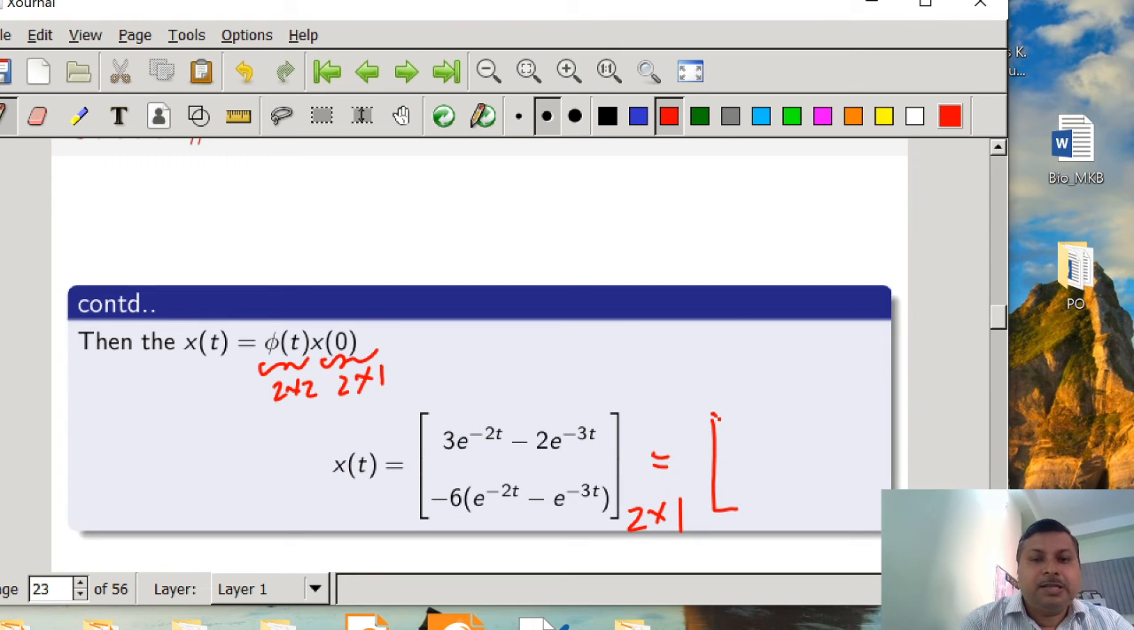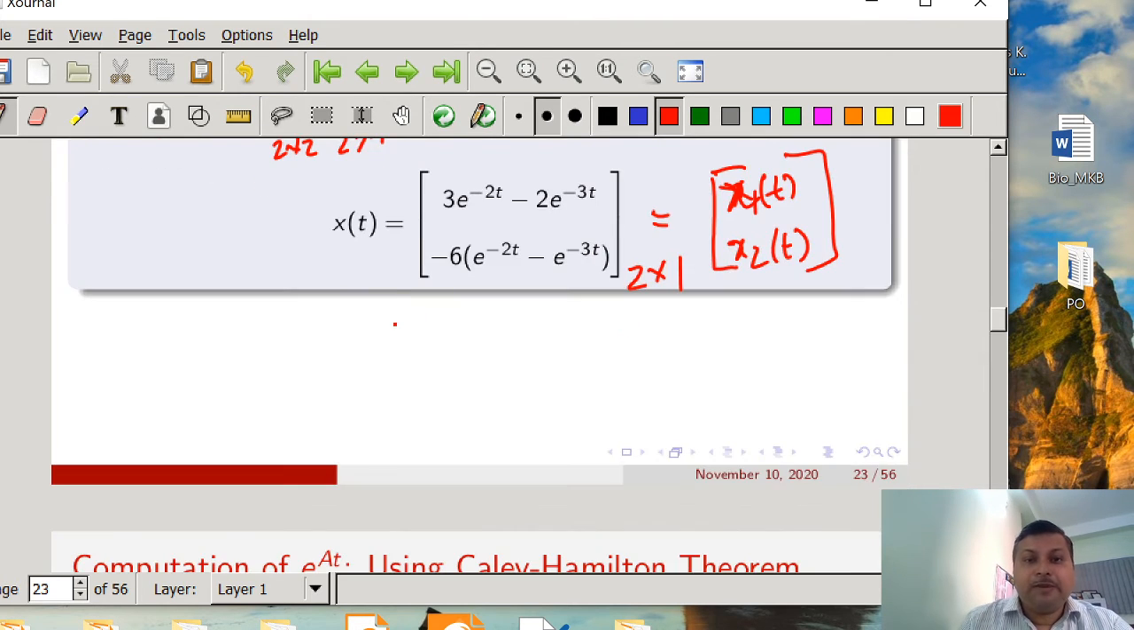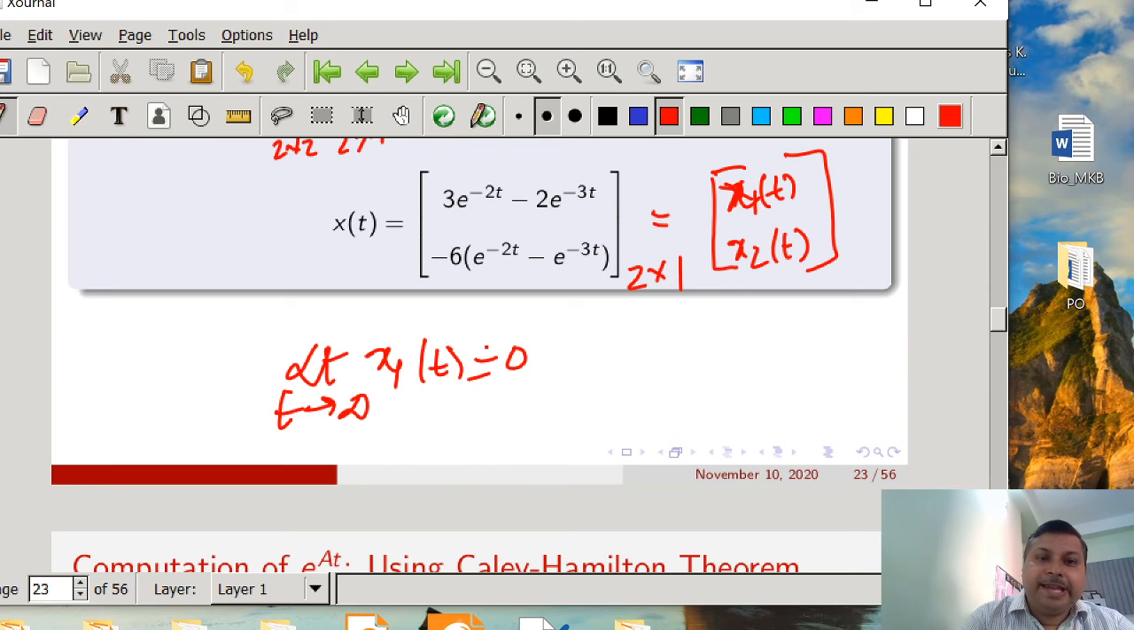Basically it is the expression of x1 of t, and this is x2 of t. So you will get all the state expressions, and now you can visualize how the states are going to evolve over time. If you want to plot how x1 of t varies with respect to time, you can plot it. And from here it is very clear that as t tends to infinity, x1 of t is going to be 0. Okay, it is going to decay.